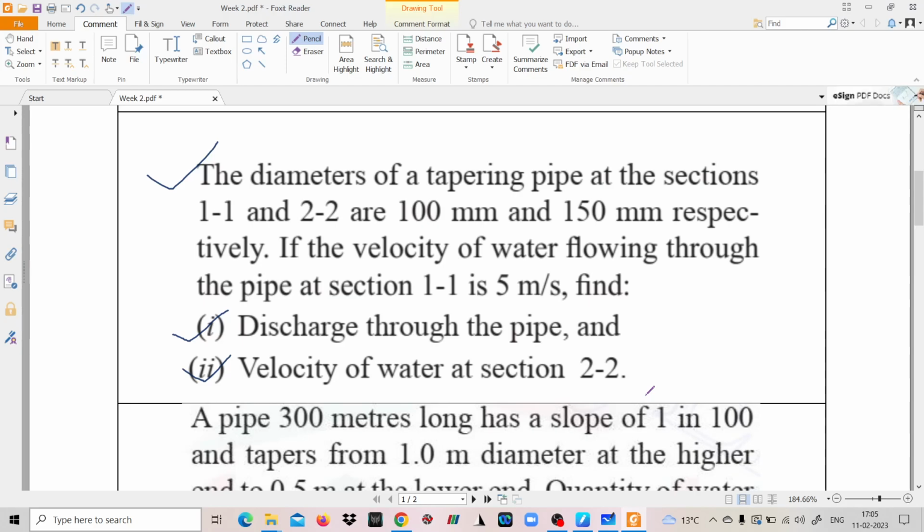This is a very simple problem. You need to directly apply Bernoulli's equation. The flowing fluid is water, and it is a horizontal pipe, because nothing has been mentioned about the inclination or the slope. So you consider this as a horizontal pipe. It is a very simple problem.